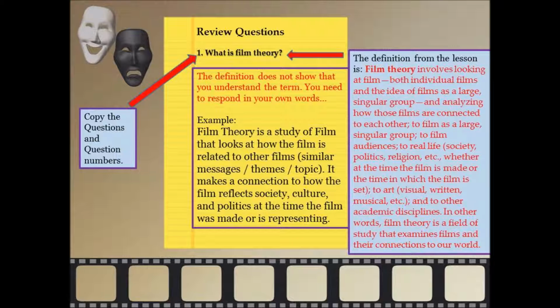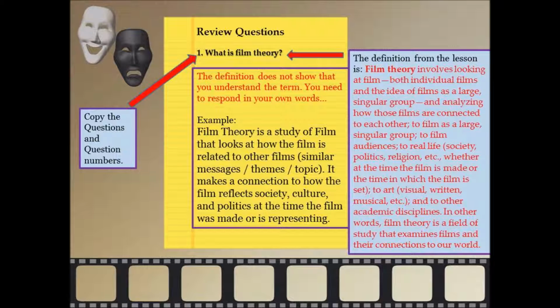So let's look at the first one. What is film theory? Now, the definition from the lesson says film theory is a field of study that examines films and their connection to our world. Well, that's a great definition, but what does it mean? So let's look at it and try to put it into our own words. Based on what you've read from that lesson, this is in 1.02, we're going to take what we've learned from the lesson and put it into our response.